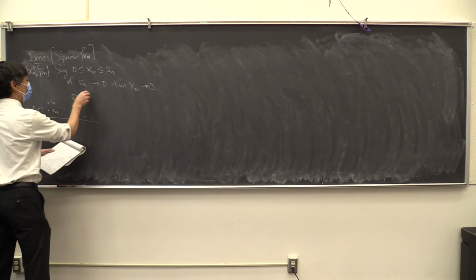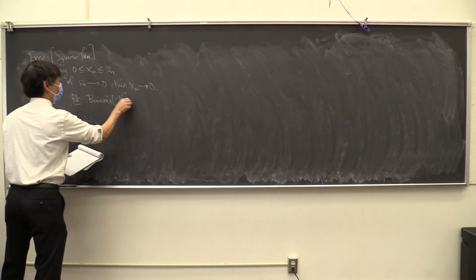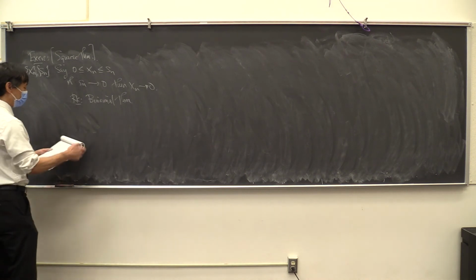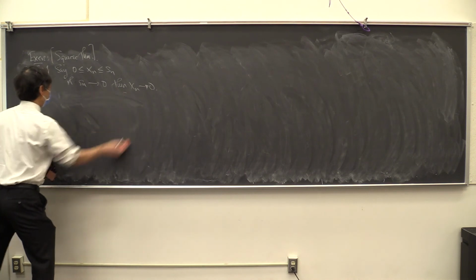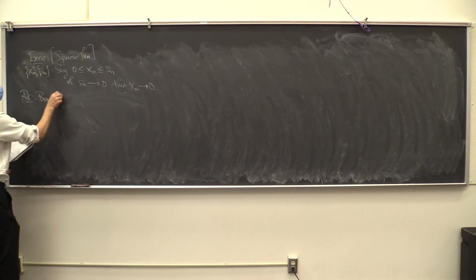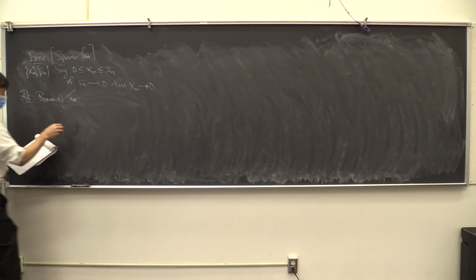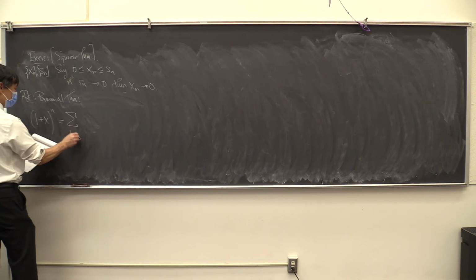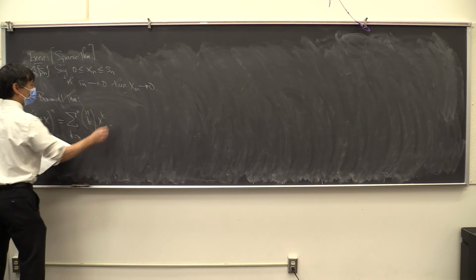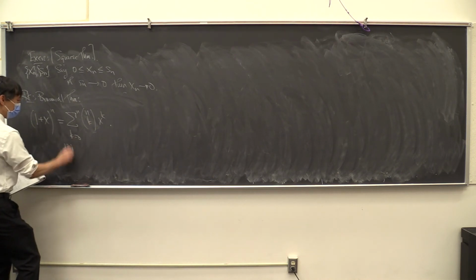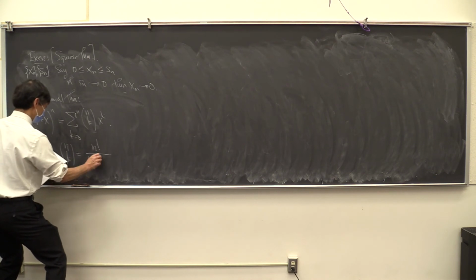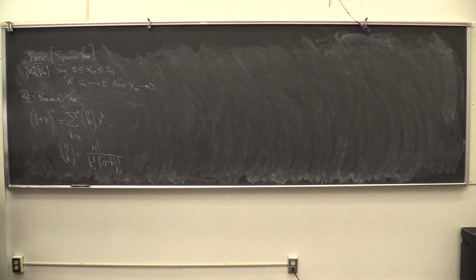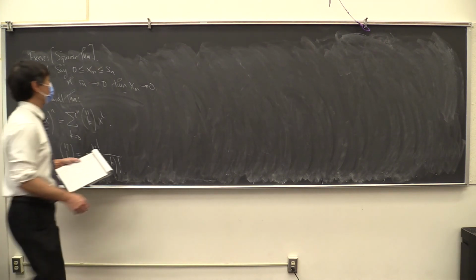The other thing we're going to need is the binomial theorem. Again, I'm not going to give the whole thing, but just the version that we need. So the binomial theorem for us is going to be like this: if you have 1 plus x to the n, it can be expressed as the summation from k equals 0 to n of n choose k, x to the k, where n choose k is n factorial over k factorial times n minus k factorial.